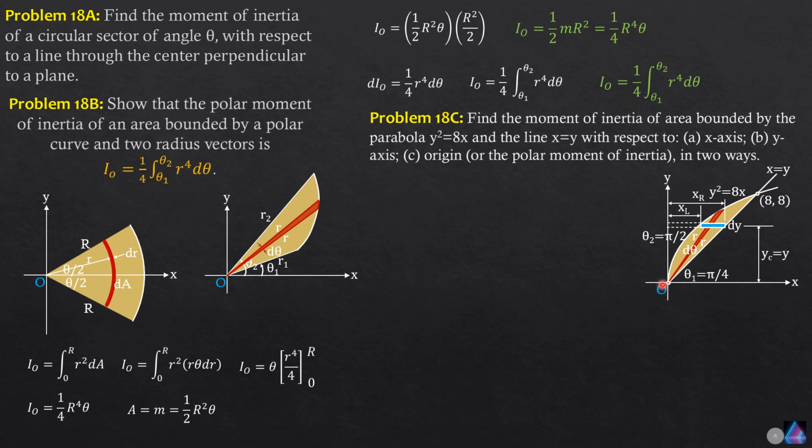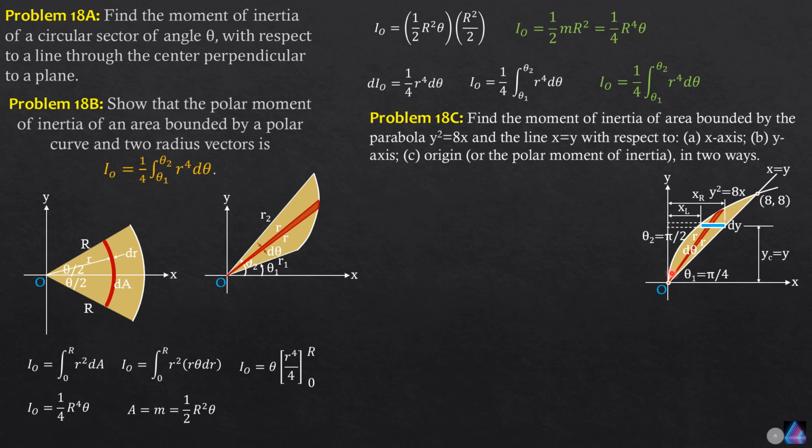So this is the parabola in the first quadrant. It is supposedly open to the right, vertex at the origin. Then we have y squared equals 8x. This is the line x equals y, which makes an angle of 45 degrees with the positive x-axis. And because that's 45 degrees, or pi over 4 in radians, the equation is, that's why it's x equals y, or in polar form, theta equals pi over 4. Theta is pi over 4, so theta 1 is pi over 4.